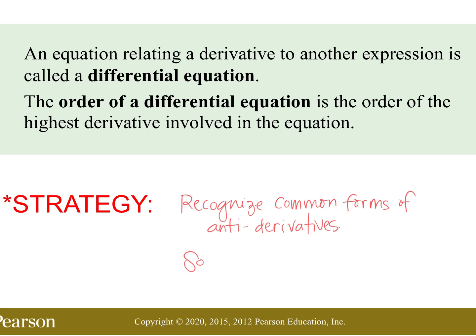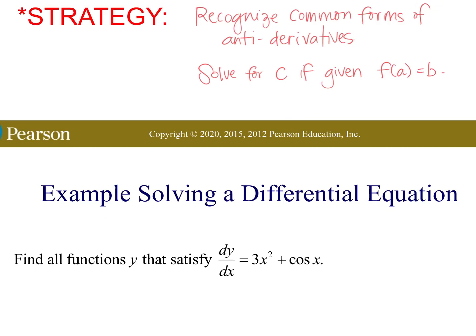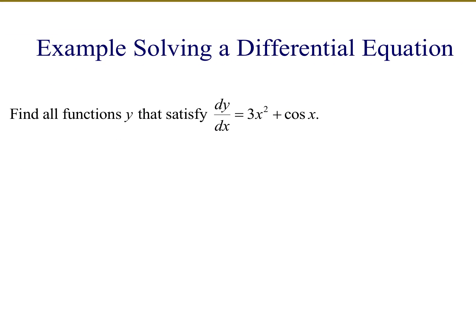And then the second part would be to solve for C if given an initial condition f of a equals b. So you'd be given an x and a y value, a being the x value, b being the y value. If you're given that, you can solve for C. So find all the functions that satisfy this antiderivative.